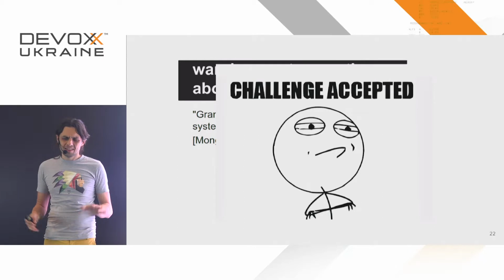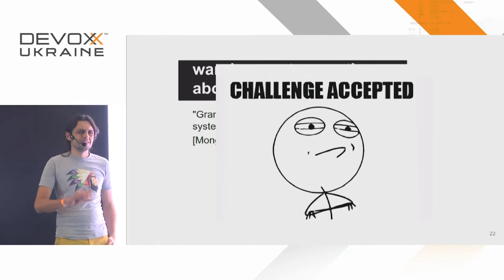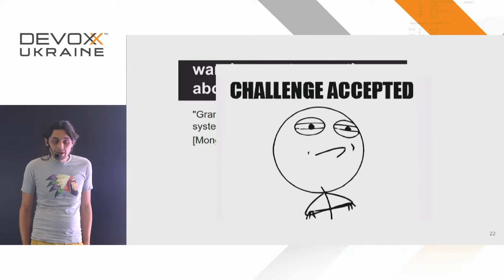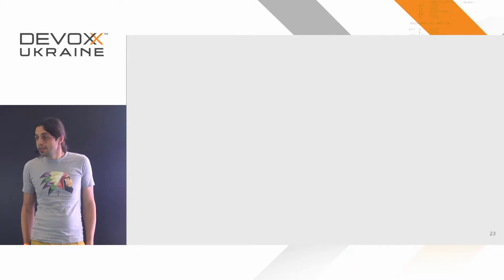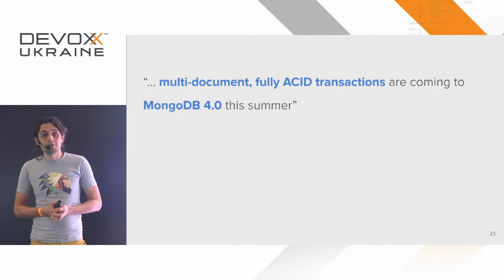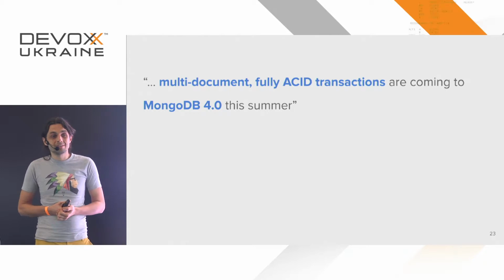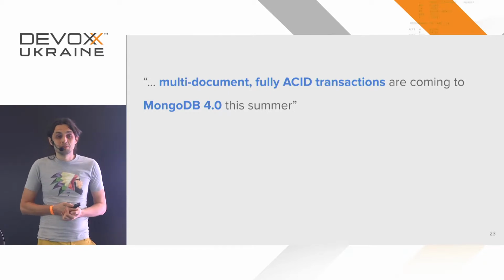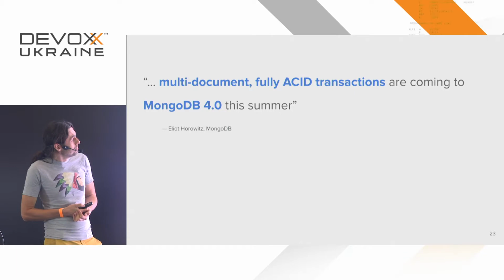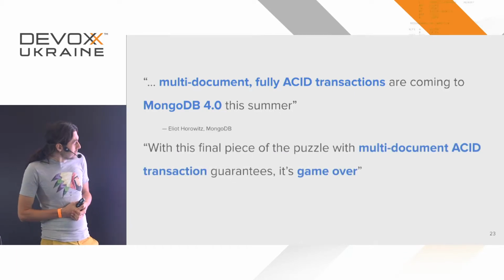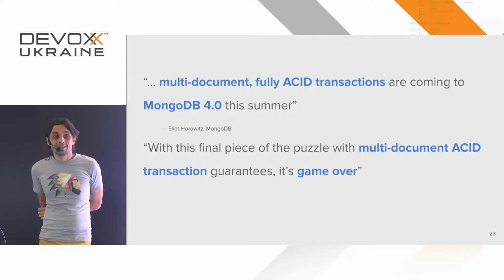I think he has quite more gray hair than he used to, but still, as far as I know, this application is working. So everything was quite simple. But recently, a year or two ago, Mongo creators started to act a bit differently. So fully ACID transactions are coming to Mongo this summer. I think it was last year. And with this piece of the puzzle, multi-document, multi-transaction guarantees, it's game over, right?